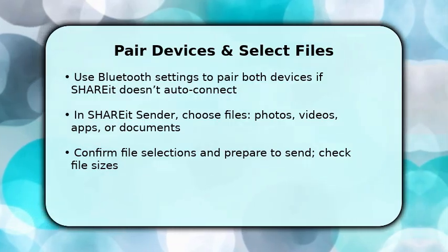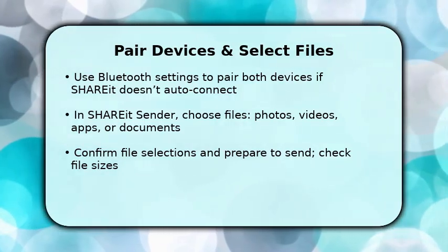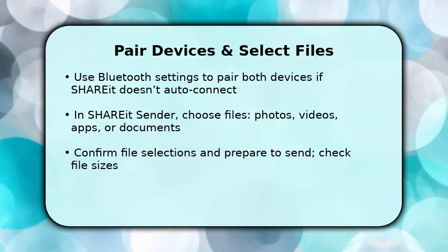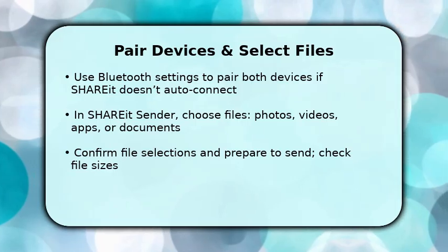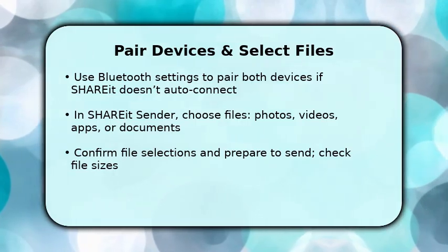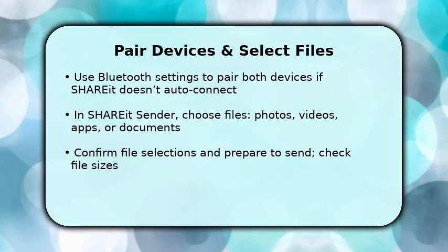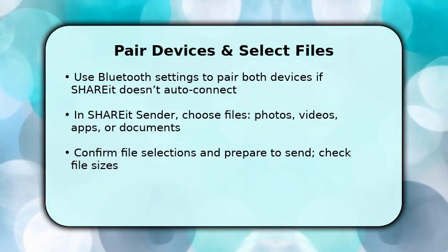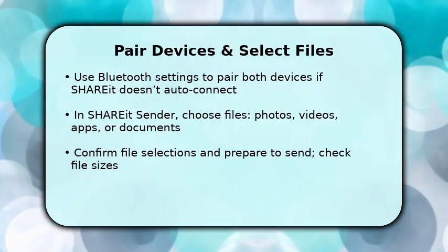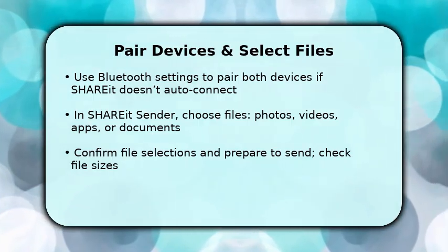Once paired, return to Shareit on the sender and select the files you want to share. You can pick photos, videos, apps, or documents. You should check file sizes so transfers don't stall. After selection, hit send. The app will search the paired receiver. Make sure the receiver is in receive mode and visible inside Shareit to accept the incoming transfer.